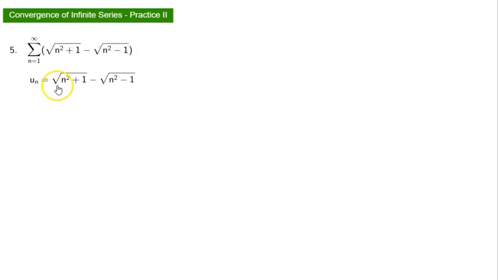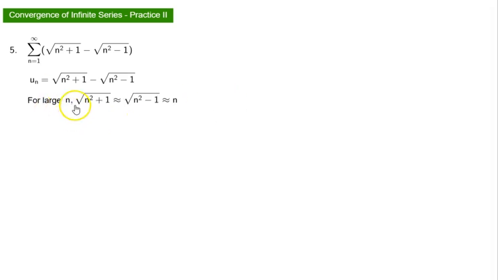U sub n, the nth term, will be square root of n square plus 1 minus square root of n square minus 1. Now, if we take the limit as n goes to infinity, what will this be? You should be able to figure it out by looking at this itself. For large n, this plus 1 and minus 1 really doesn't matter. So we are left with square root of n square minus square root of n square, which is basically 0.